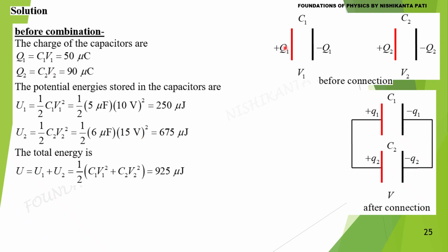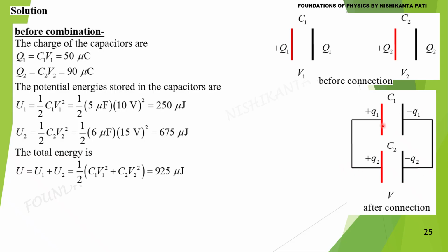So the charge Q1 is 50 microcoulomb, the charge Q2 is 90 microcoulomb. The energy stored is half C1 V1 square is 250 microjoule. The energy stored is half C2 V2 square is 675 microjoule. The total energy is U1 plus U2 is coming 925 microjoule. Now we'll join this capacitor with this capacitor. This is the positive plate, this is the positive plate, they will be connected to each other. This is the negative plate, this is the negative plate, they will be connected to each other. So the connection is like this.